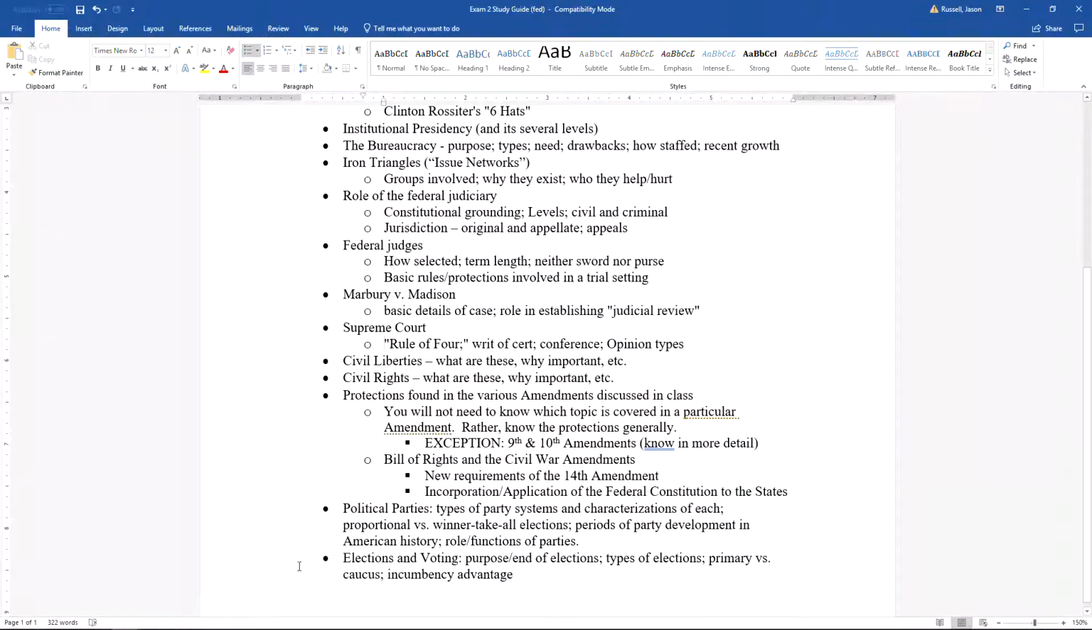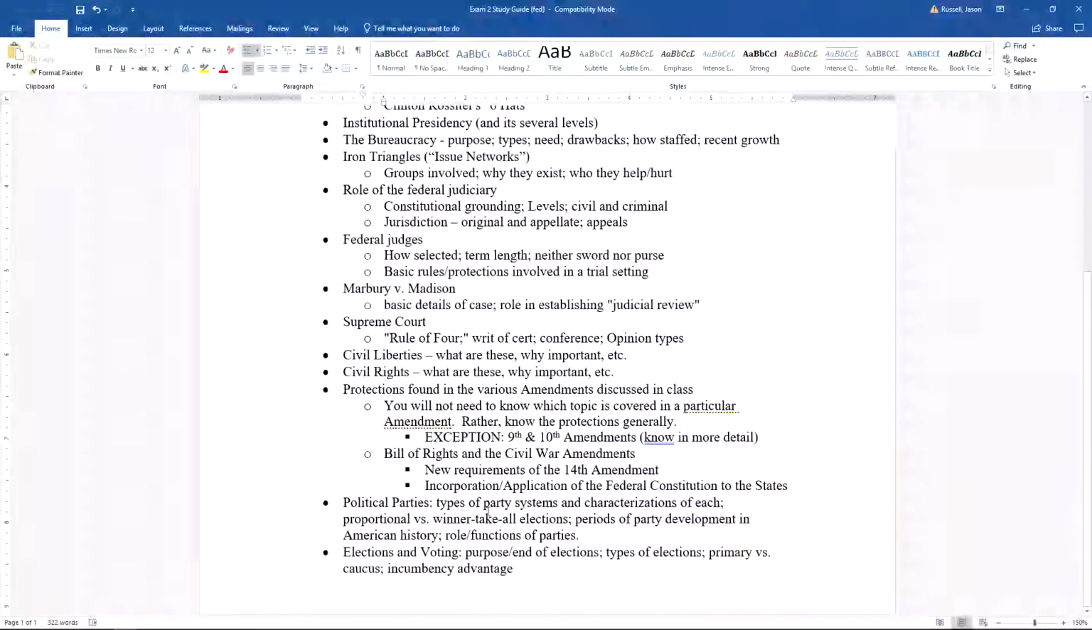Pardon me. On political parties, we talked about some of the different types of the party systems. So single, two-party, multi-party. Have an idea of what each of those look like, what they mean, what America is relative to the rest of the world. We talked briefly about proportional and winner-take-all elections. So the winner-take-all elections are oftentimes how the United States functions. So whoever gets the most votes wins the thing.